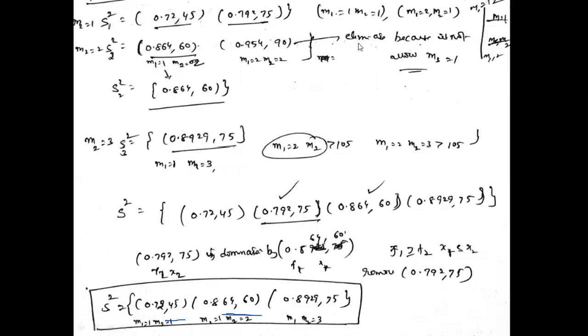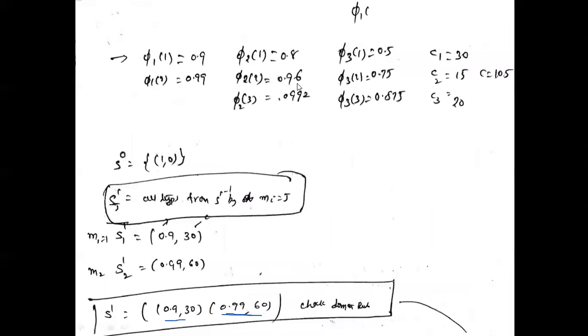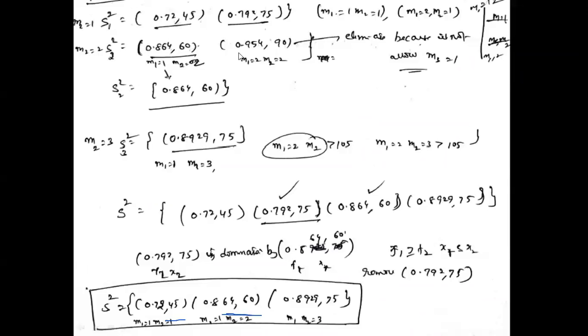So S2 square equals 0.864. This S2 square means M1 equal to 1, M2 equal to 2. The reliability of M1 equal to 1 is 0.9, and the reliability of M2 equal to 2 is 0.96. That is 0.9 into 0.96, which equals 0.864.